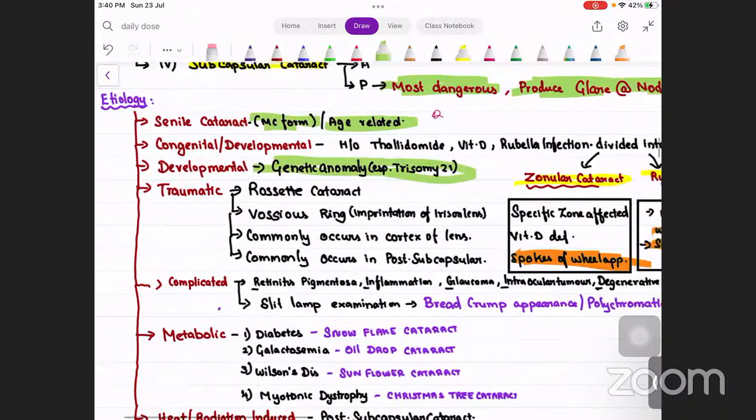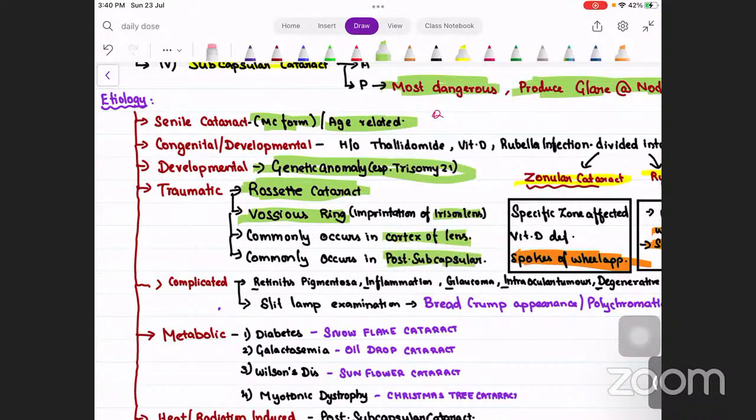Then you have a traumatic cataract. Speaking about the traumatic cataract, which is a rosette cataract, you may see the Vossius ring, that is an imprint of your iris on your lens, so called Vossius ring, and it commonly occurs in the cortex of lens, and commonly in posterior subcapsular cataract.